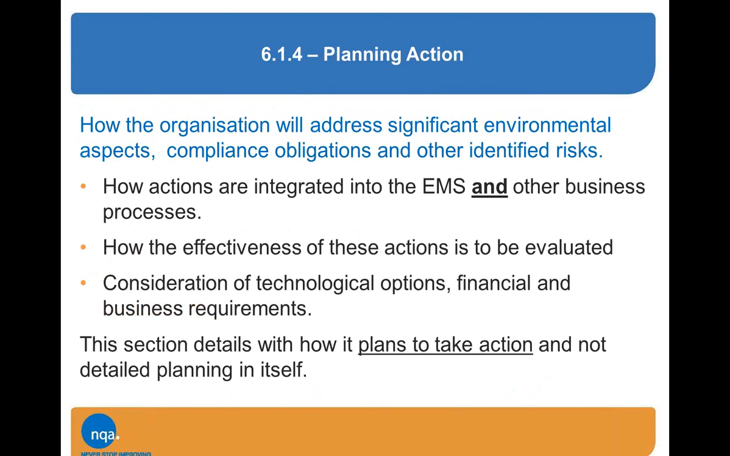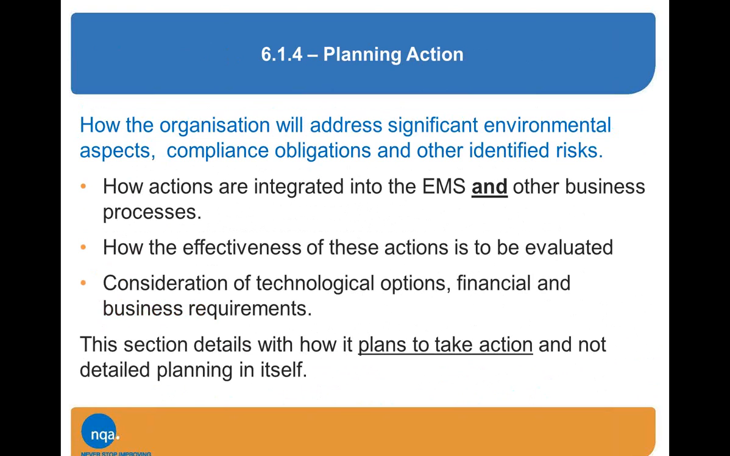process. Having identified what the risk is, we then need to think about how we're going to plan to mitigate that risk. It's a little bit like health and safety. So we carry out a risk assessment, we see what the risk is, and then we try and decide what can we do to reduce that risk or to make the risk acceptable. So we need to think about how the actions that we carry out, how the processes that we operate are integrated into our EMS. We need to look at how we are going to evaluate the effectiveness of these actions.